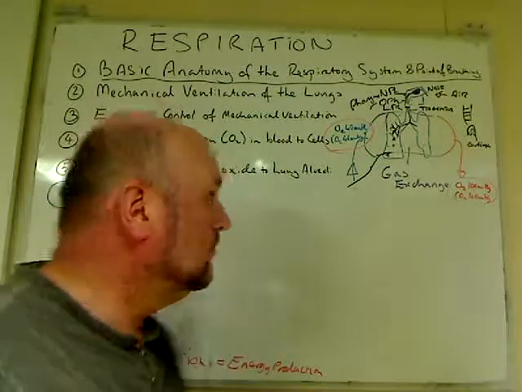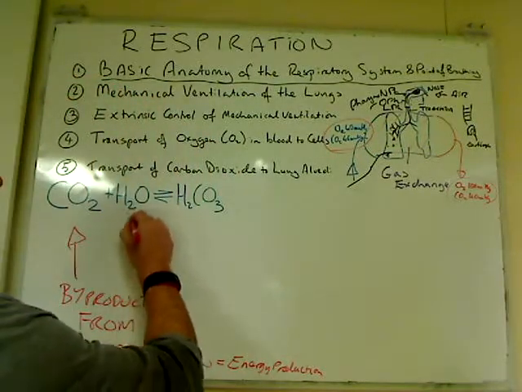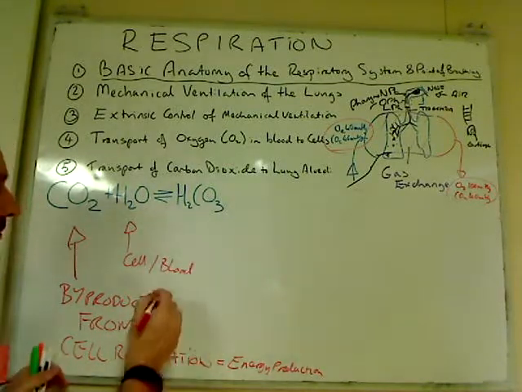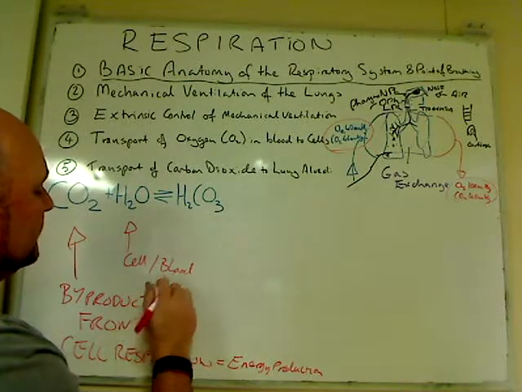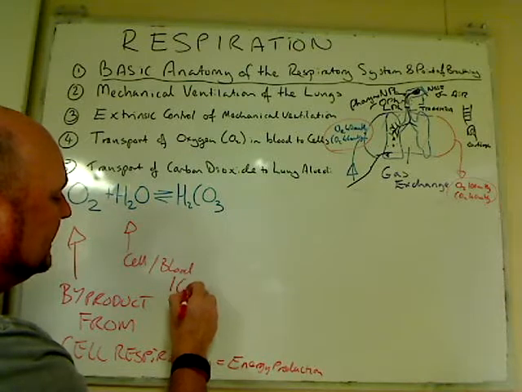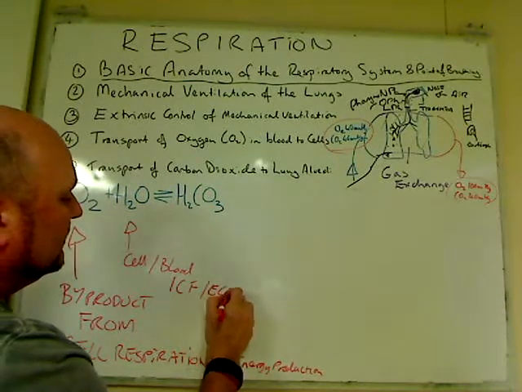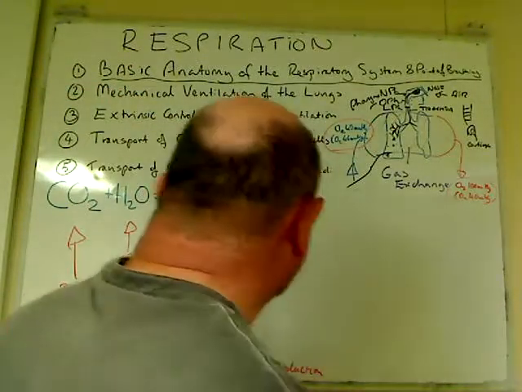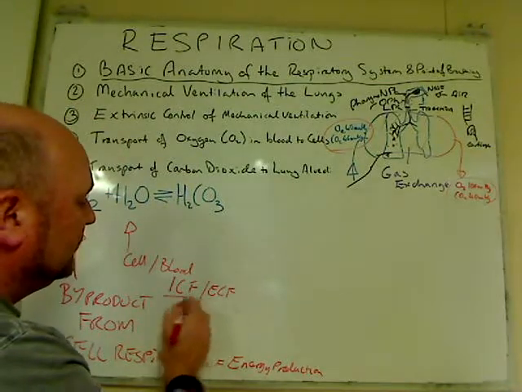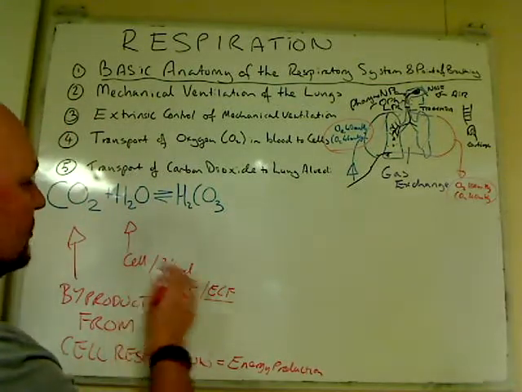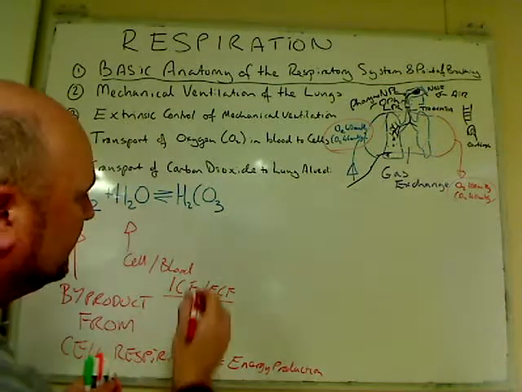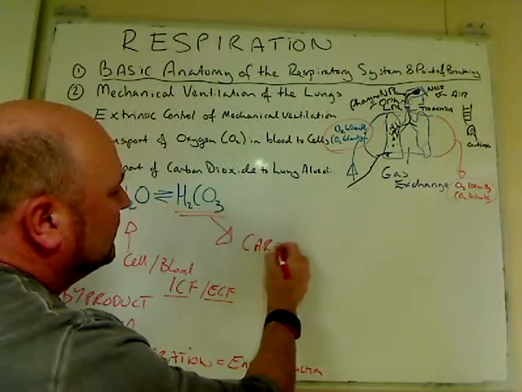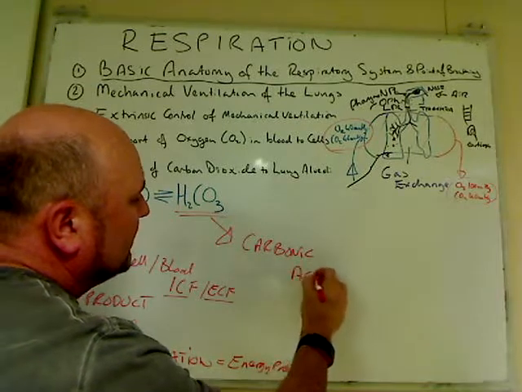Now, why is this important? Well, water can be in the cell, or it could be in the blood. Remember, we've got our ICF and ECF, which is just our fluid volumes. So inner cellular volume, intracellular fluids, extracellular fluids. So water everywhere. So when carbon dioxide and water are put together, they produce this thing here, and this thing here is called carbonic acid.